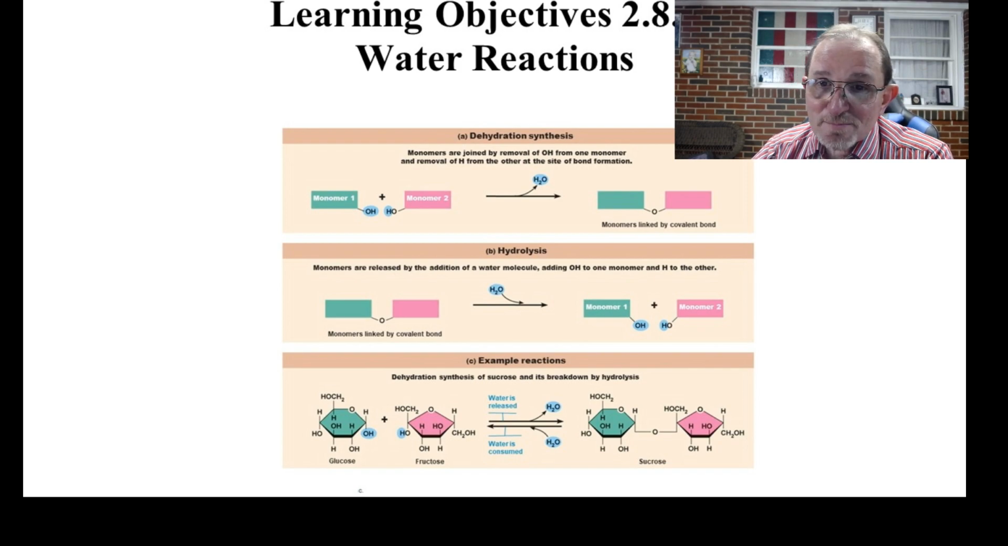I cannot absorb sucrose through my GI tract. I have to break it apart into its individual sugars. How am I going to do that? Hydrolysis. I add the water and that special enzyme, and it breaks it back and puts it back where it was, and then I can absorb those.